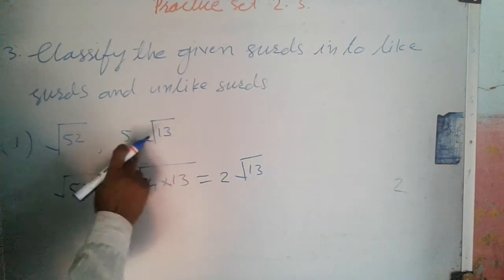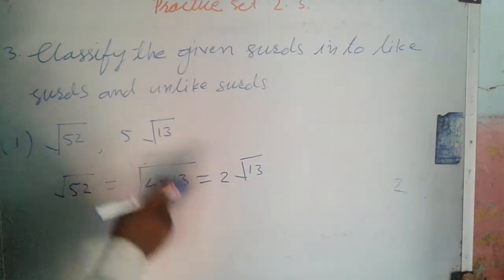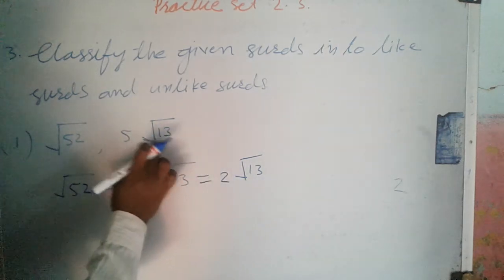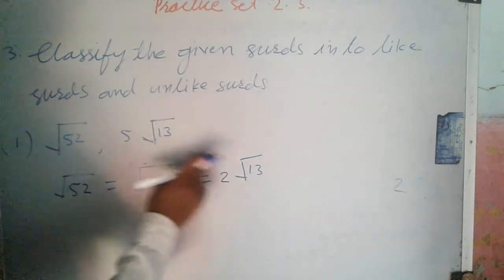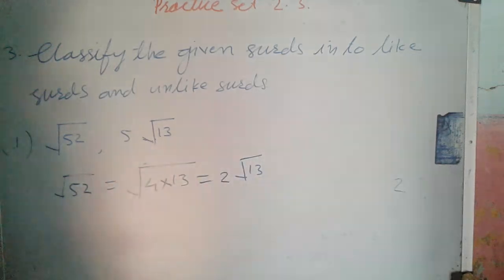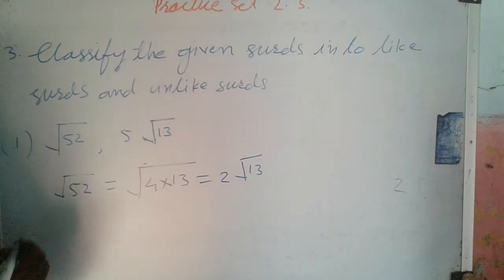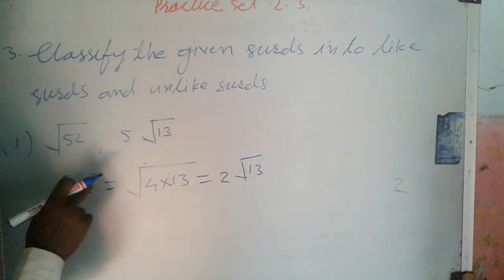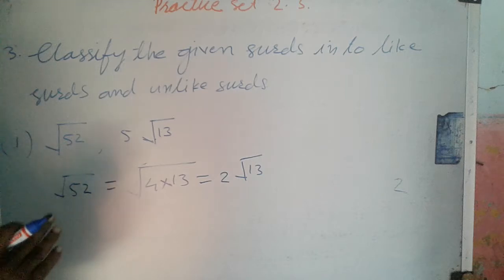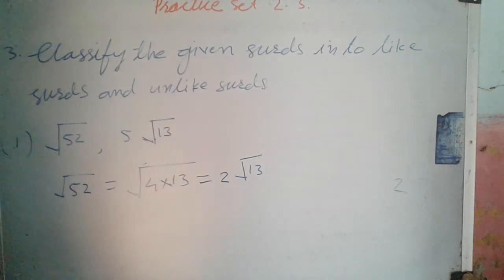Now see here, in these two, 5 root 13 and 2 root 13, the order of each surd is 2 and the radicands are also equal. Here radicand is 13, here it is 13. Both the surds have equal order and radicands are the same. Therefore, these two surds are like surds.